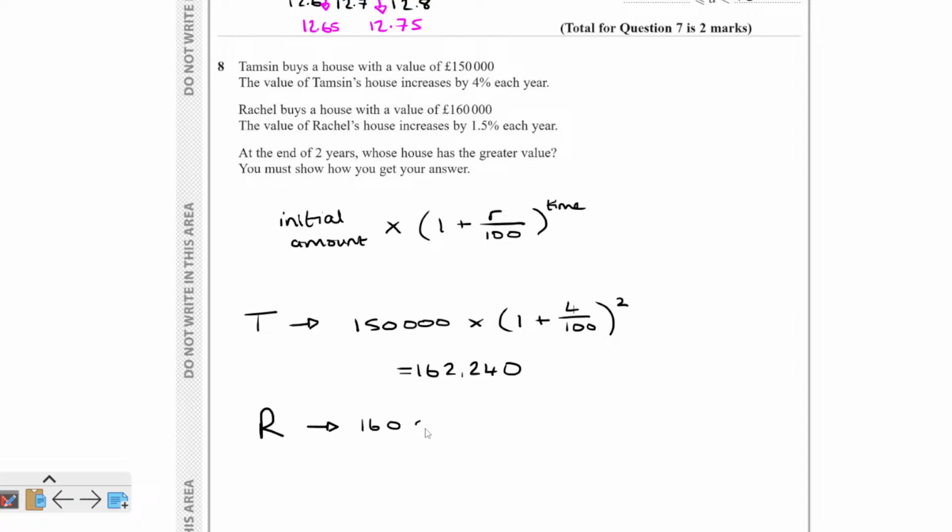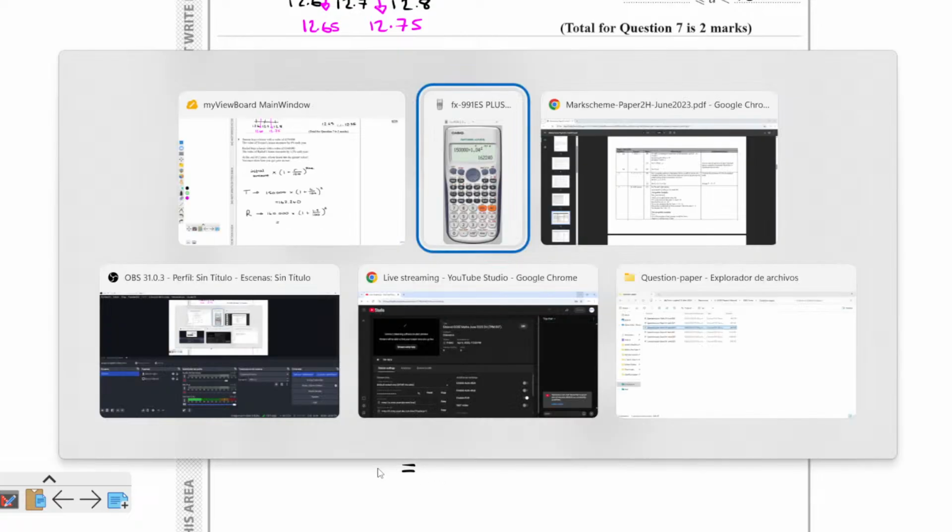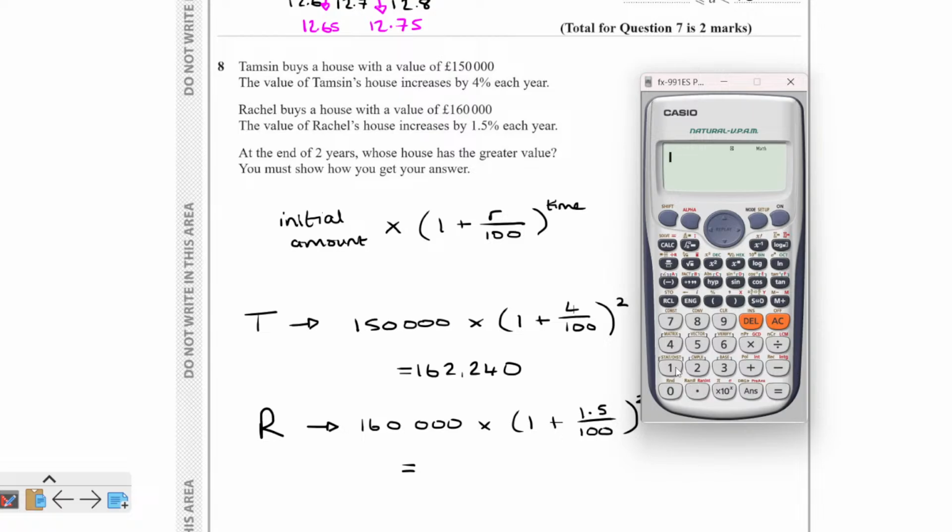So 160,000 now is our starting amount, our initial amount, multiplied by, again, 1 plus, but this time the percentage is 1.5. 1.5 over 100. And then it's still 2 years, isn't it? So power of 2. Type that one in. So 160,000. I would normally type it in like this, but again, you can put it in the brackets as I've written down if you want. So we get 164,836.